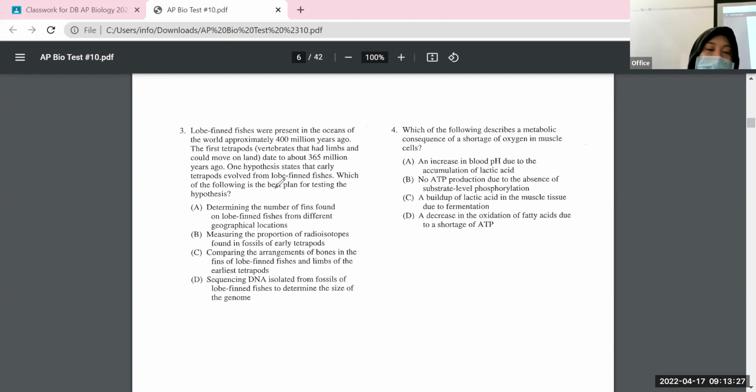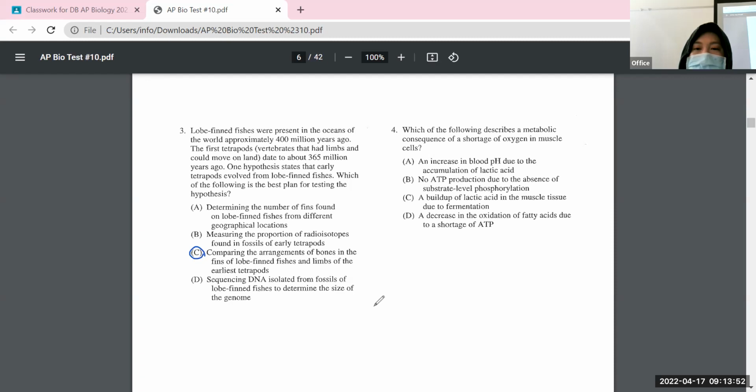Sequencing DNA isolated from fossils of lobe-finned fishes to determine the size of the genome, right? You can use DNA sequencing if you wanted to compare whether there were significant similarities between tetrapods and lobe-finned fishes, but doing this part, what they describe in D, is not useful. So C.